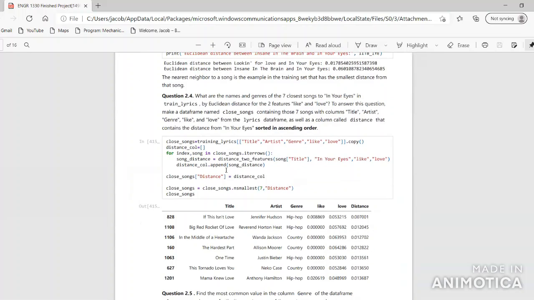And then we had to find the closest song over the whole testing set, or we did the 7 closest songs over the whole testing set, and we had to plot a data frame. So we have the title, artist, the genre it was in, the number of times it said like and love, since those 2 were the 2 features we used to find the distance, and then we have the distance labeled so we can properly see that.